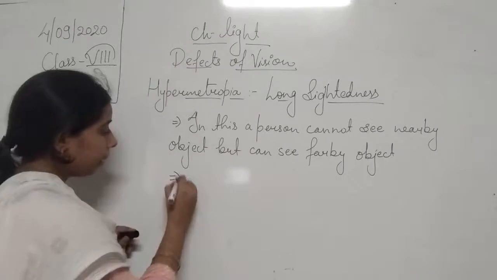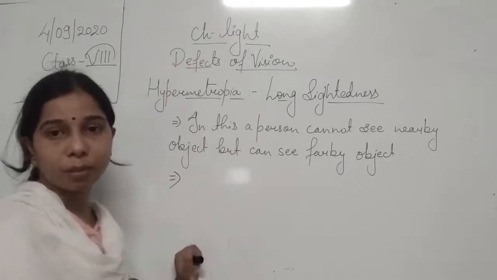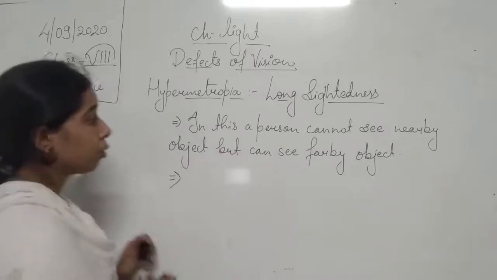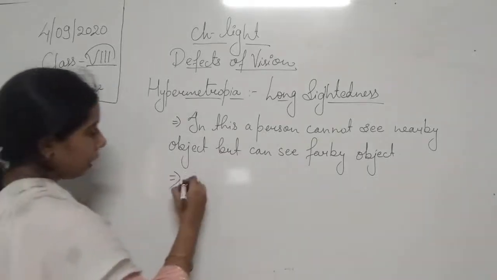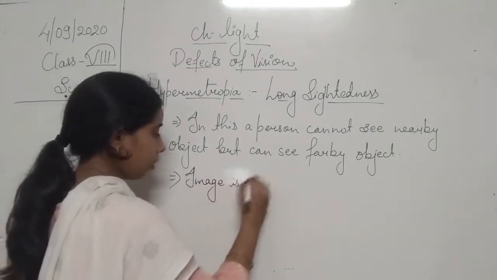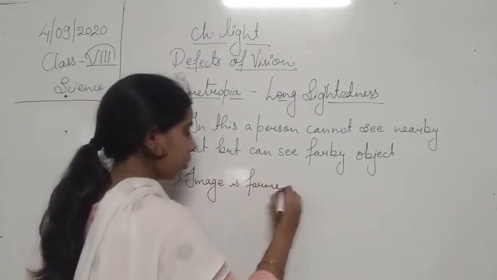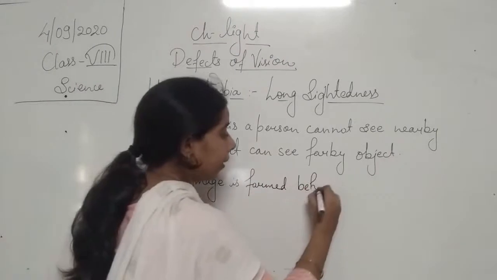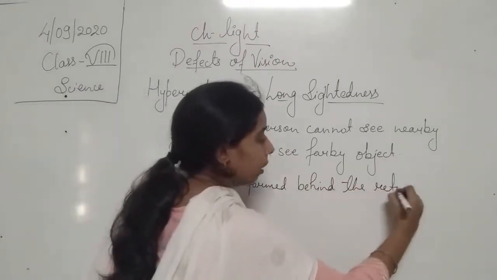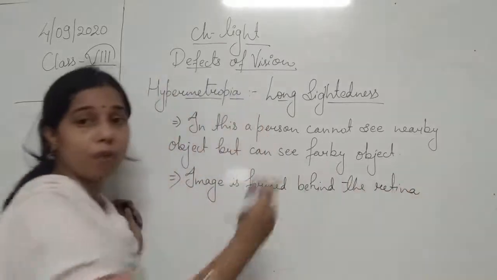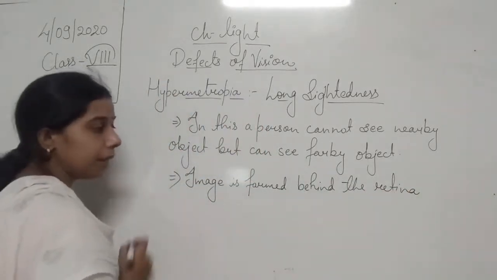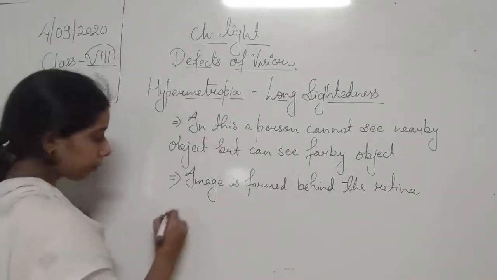And what happened here, where the image is formed, due to which a person is not able to see the nearby object? So basically, you see, students, the image is formed behind the retina instead of forming on the retina. So we can say the image is formed behind the retina. Okay.